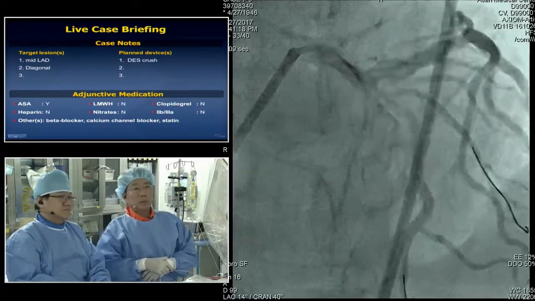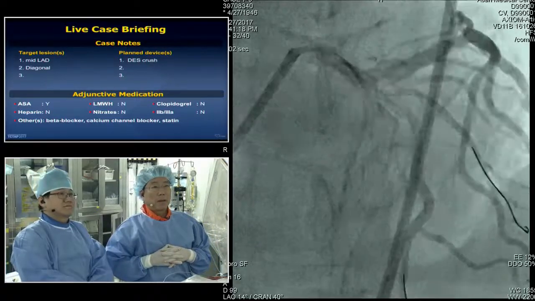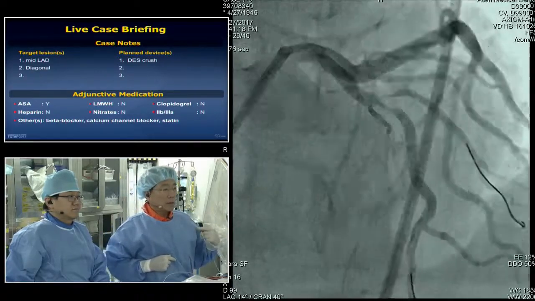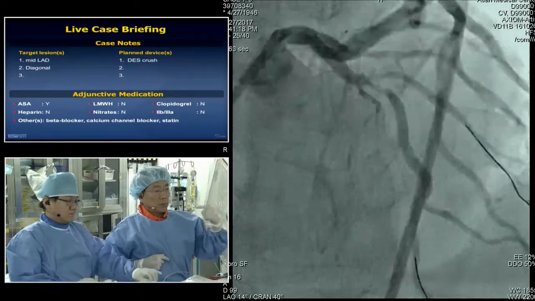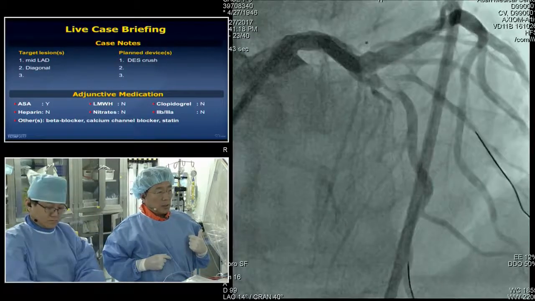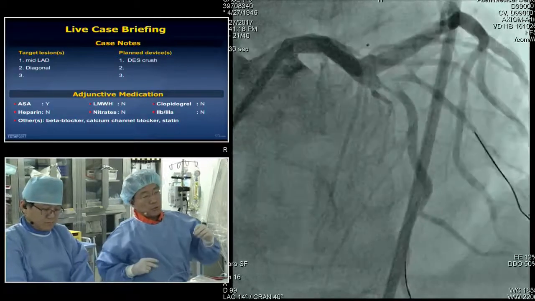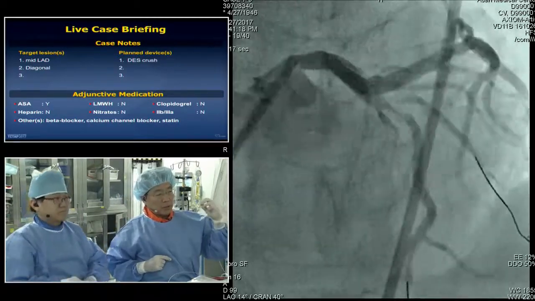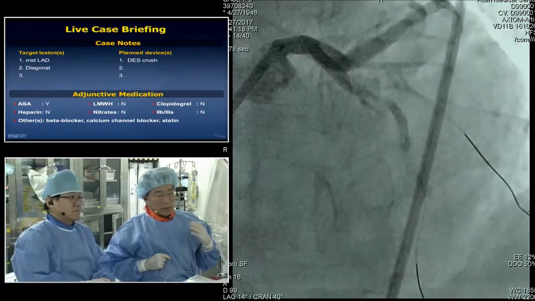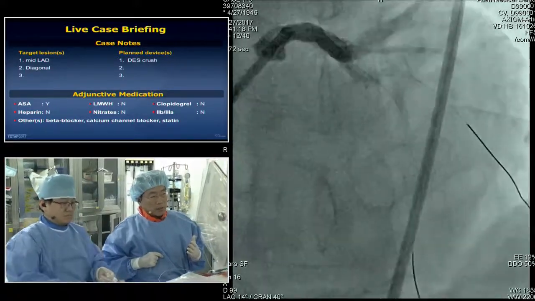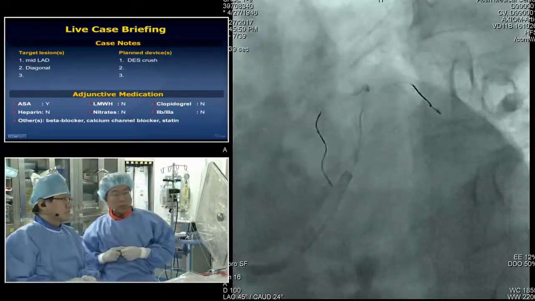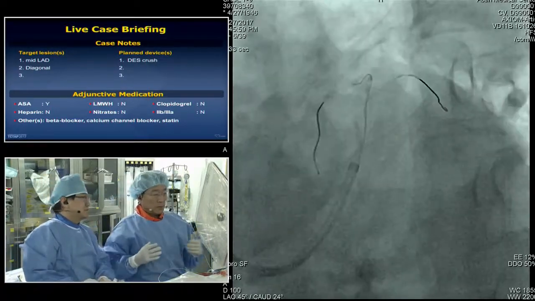Right. Can you see this, Andrew? Yes, we can see clearly. Okay. So we placed two wires, in the first big diagonal branch and the LAD. This is a true bifurcation disease, Medina 1,1,1. We have to decide between provisional T-stent or a two-stent technique from the beginning. Dr. Rubad over there, what do you think? Would you discuss that?